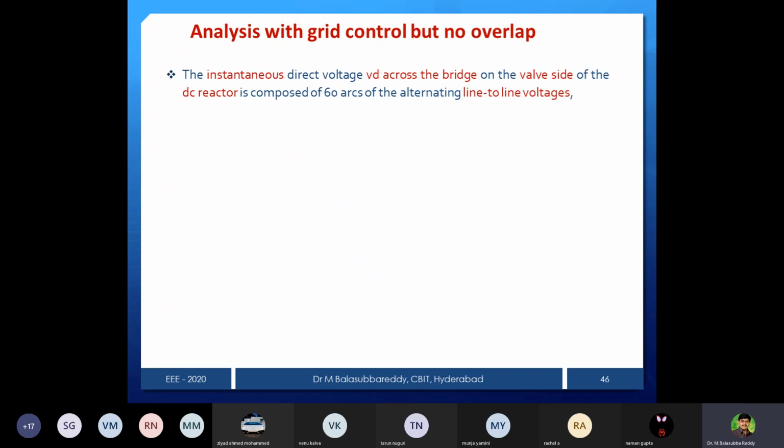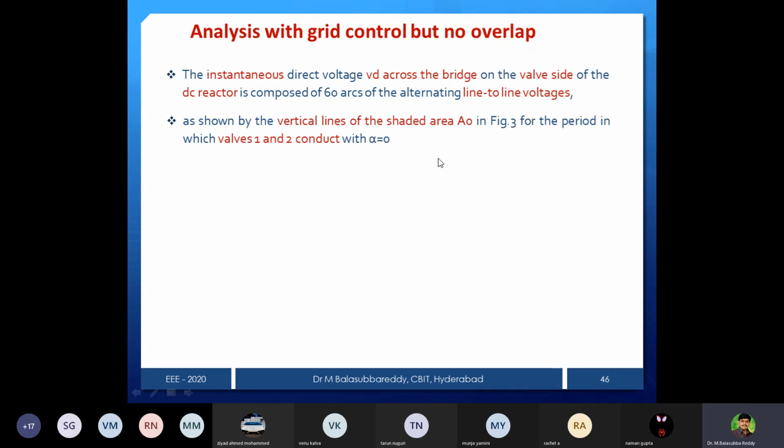And now the instantaneous direct voltage VD across the bridge, we observe in the circuit diagram. VD is directly the bridge voltage, that is the difference between the positive pole minus the negative pole, where the positive pole is connected and where the negative pole is connected. Based on the conducting devices, you can get the output voltage. Here we notice that the output voltage is not a phase voltage, it is a line to line voltage. That is very important in the case of a bridge rectifier. Line to line voltage is your output voltage.